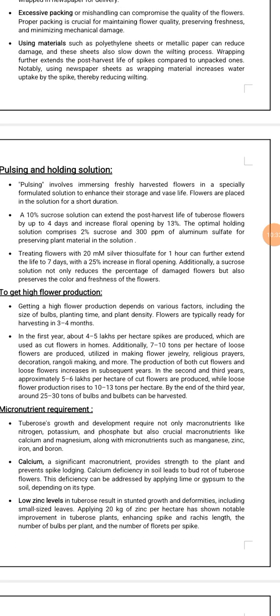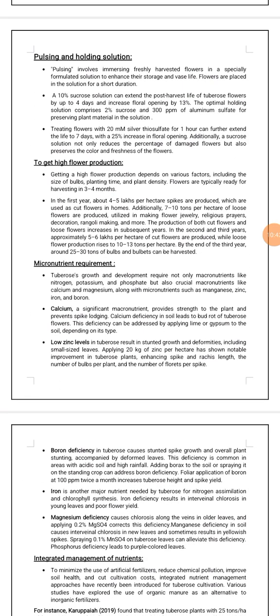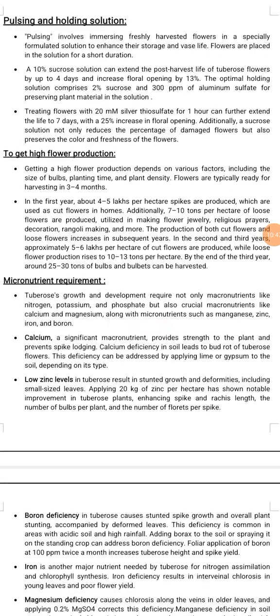We have to use the materials that will increase their shelf life, and we have to be very choosy in choosing the materials that will increase their shelf life. Purchasing and holding of solution is also very important. We will take the 10% sucrose solution. It will extend the post harvest life of the tuberose flowers by 4 days and increase the flower opening by 13%. It means flower opening will be delayed, then we can export it very easily.